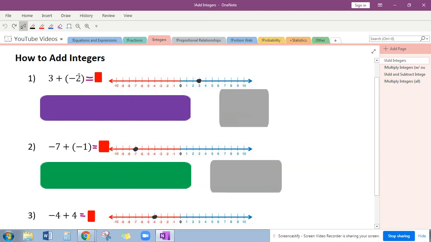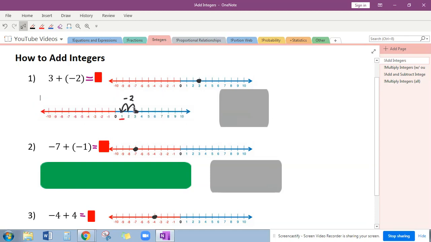Okay, so if I have 3 plus negative 2, the first way I can do it is using the number line. So if I start at the number 3, so I have my dot here, and when it says negative 2 means I want to go to the left. Or if you think about Cecil, he's walking backwards. So if I look at my line here, I go backwards 2 places, and I end up at 1. So that would be my answer.